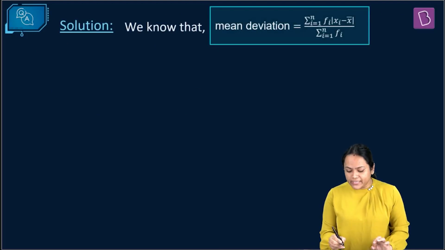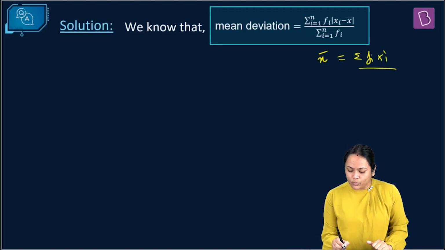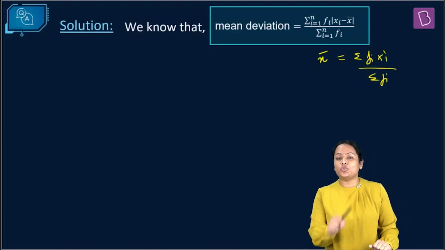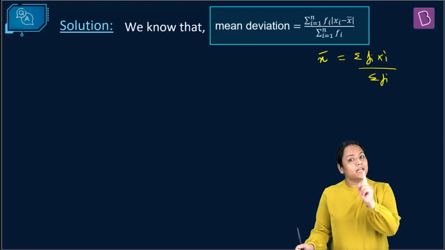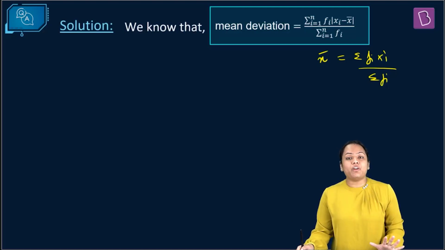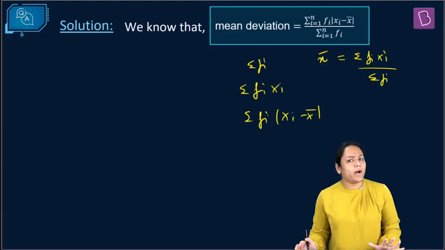Now for this, I have to find some things. I have to find x bar, that is my mean. What is the formula for that? Well, the mean formula is summation of fi xi divided by summation of fi. Again, I am putting the stress on remembering the formulas, guys. It is very important in this chapter that you remember all the formulas that are taught to you. So this is my formula for mean. I have to find summation of fi, summation of fi xi, as well as fi times xi minus x bar. All this data is required, right?